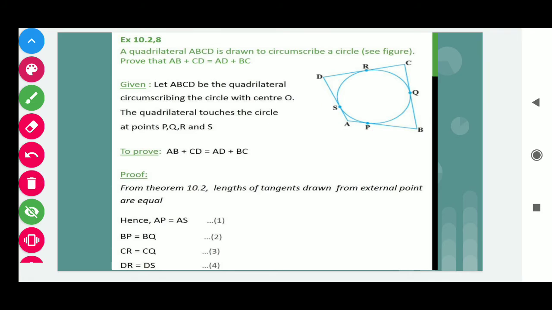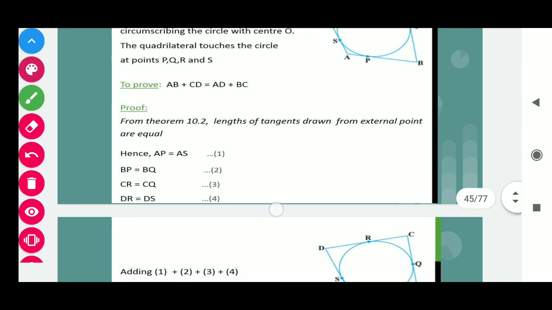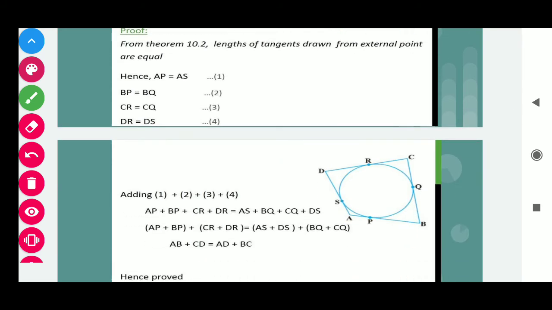Similarly, students, BP is equal to BQ. So we get the second result. Similarly CQ is equal to CR and DR is equal to DS. Now students, here we get the four equations. On adding these four equations, we get AP plus BP plus CR plus DR is equal to AS plus BQ plus CQ plus DS.